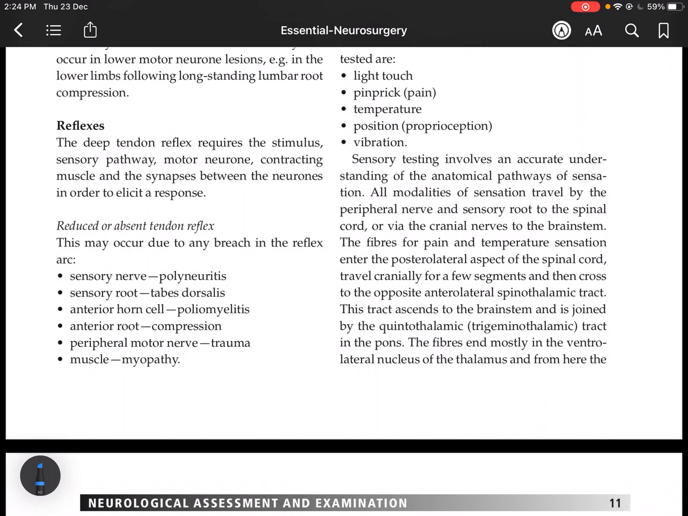Okay, so reflexes. What do we need to elicit a reflex? We need the stimulus. The sensory pathway must be intact, motor neuron, and a contracting muscle, and the synapses between the neurons in order to elicit a response.